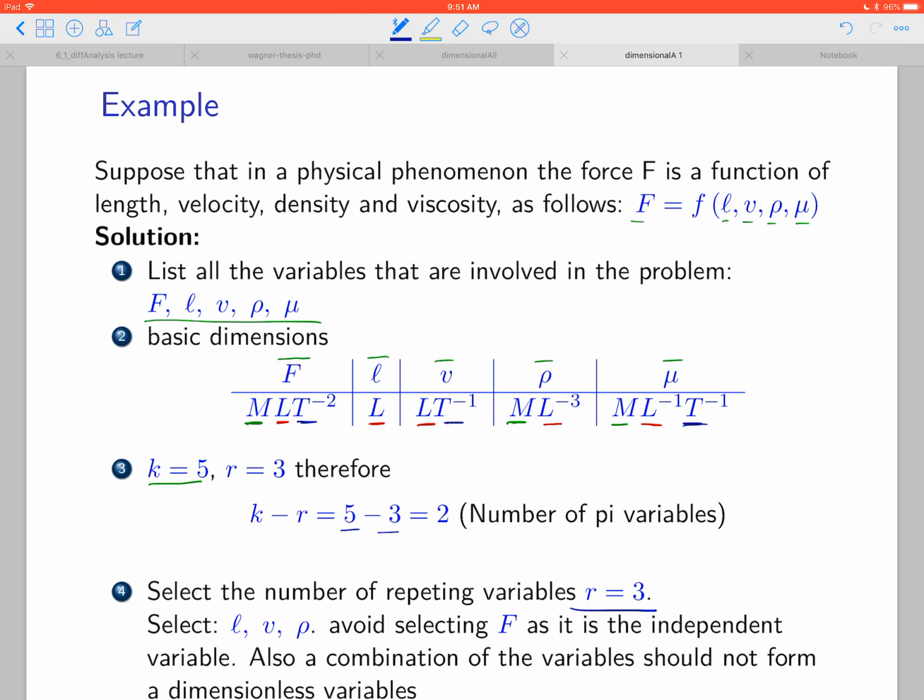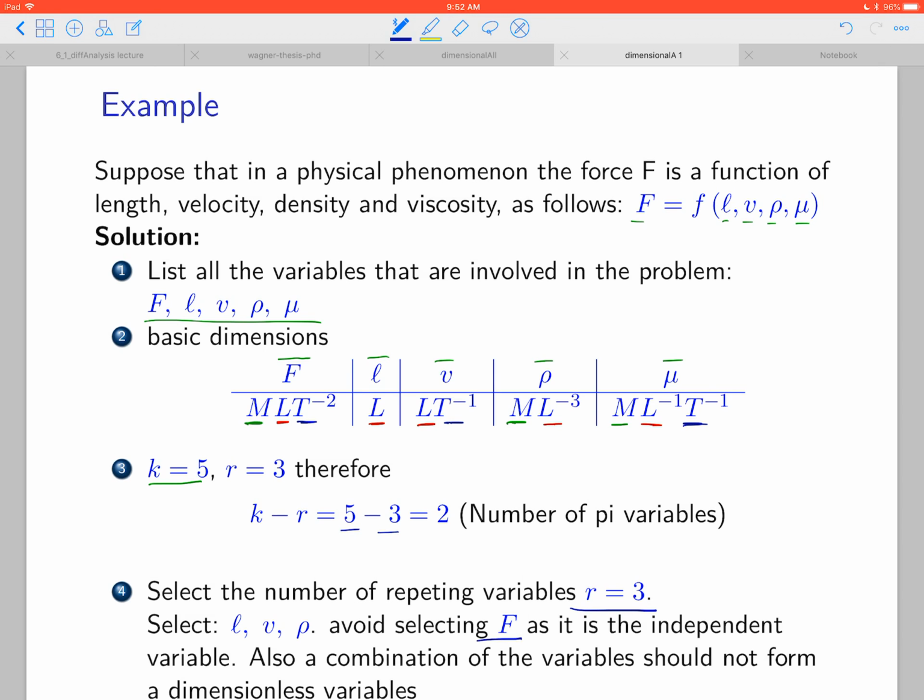And r is equal to 3. And also we are going to select 3 variables that we are going to combine to form the other ones. Okay, which one do we select? First of all, we do not select f, which is the dependent variable.